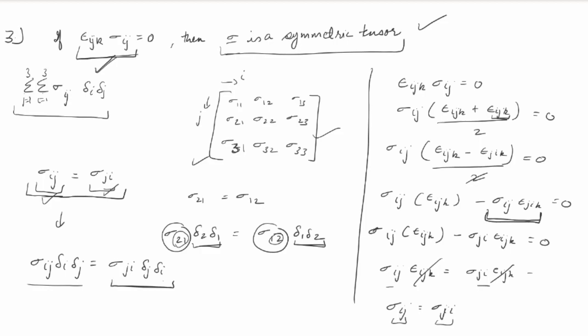So if you want to prove it in directions, you need to prove it in all directions, that is k going from 1 to 3. So you can do that too.